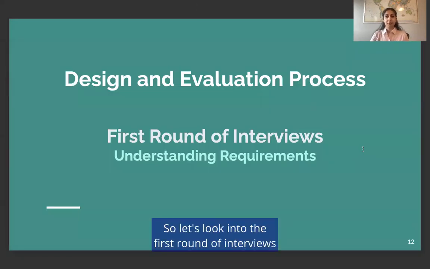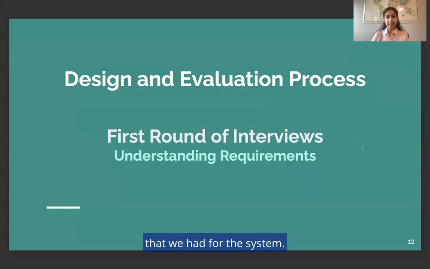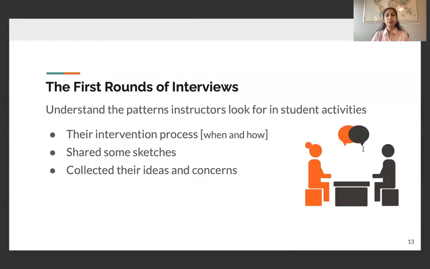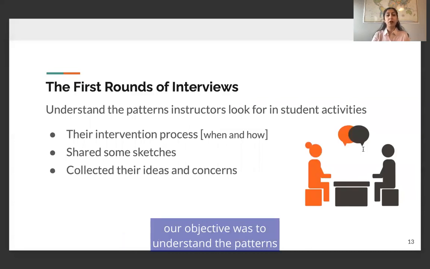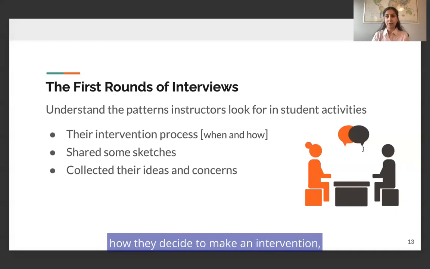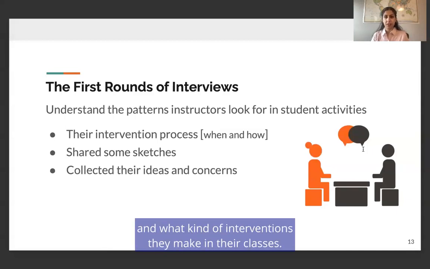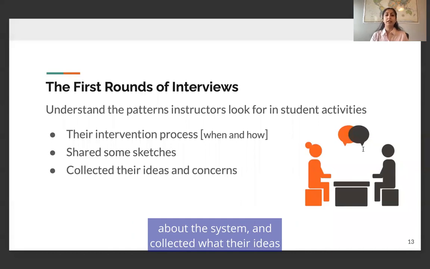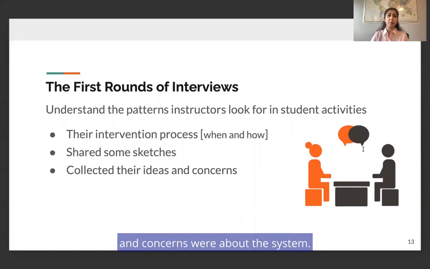So let's look into the first round of interviews where we wanted to understand the requirements that we had for the system. During the first round of interviews, our objective was to understand the patterns that instructors look for in student activities, how they decide to make an intervention, and what kind of interventions they make in their classes. We also shared some sketches and some ideas that we had about the system and collected what their ideas and concerns were about the system.